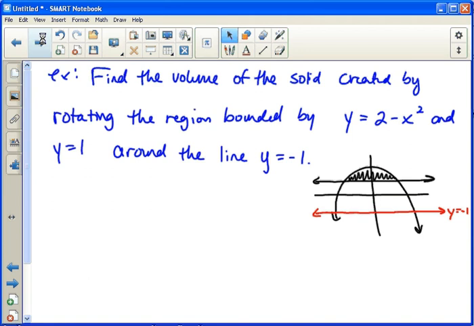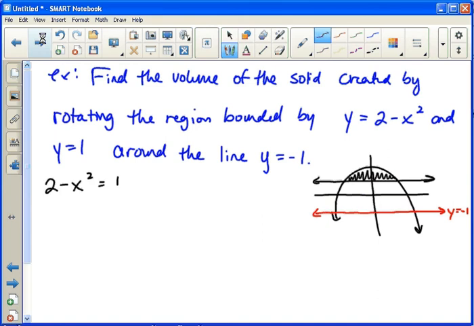Okay, so first thing we need to do is find the boundaries. So just like before, we will set these two equal to each other, 2 minus x squared and 1, and solve for that. So I'll subtract 2 from both sides, get rid of the negatives, and then take the square root. So I get x equals plus or minus 1. So I'll set it up and I'll do pi times the integral from negative 1 to 1.